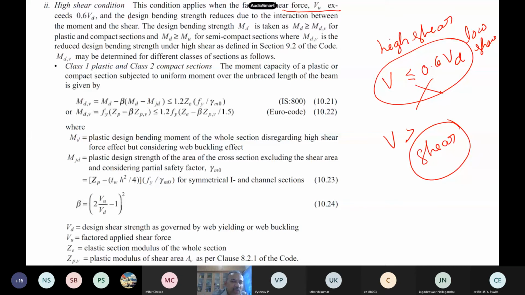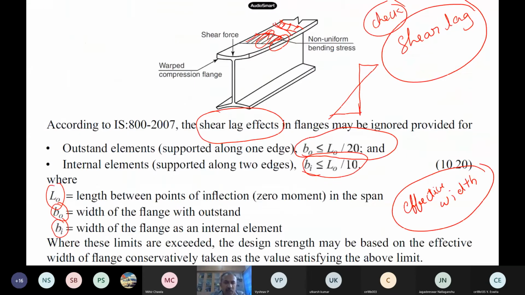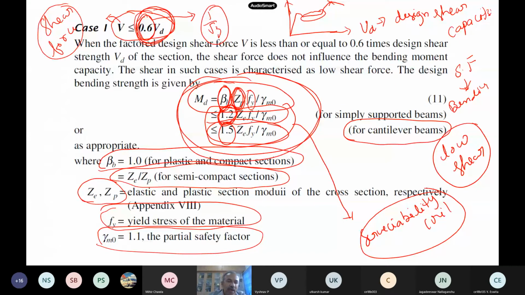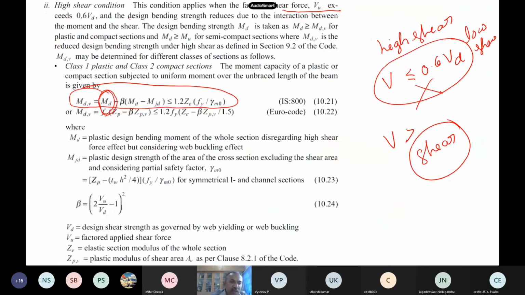So this is the expression which our code gives. This is our design bending capacity, the same expression we used here, beta B into Zp into Fy by gamma m naught. Now it has to be reduced. So minus beta Md minus some Mfd. So these are all empirical formulas. All of them have been borrowed from the Eurocode, but slightly modified from the Eurocode.